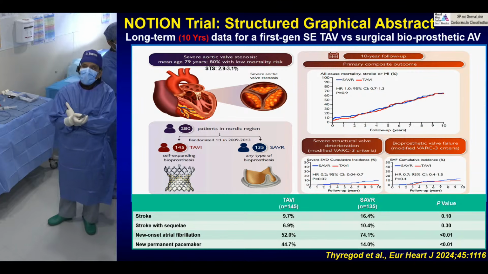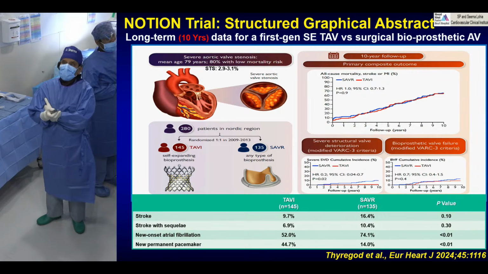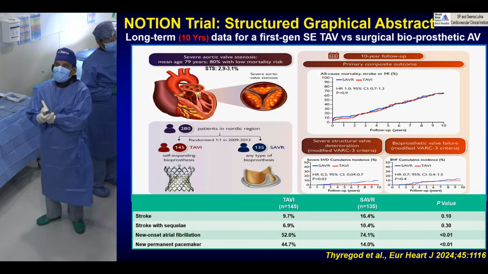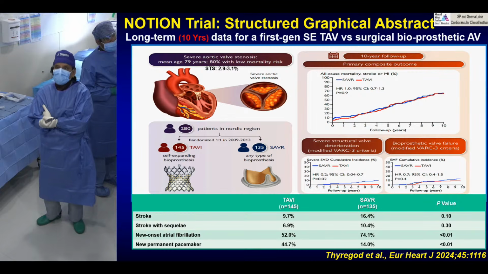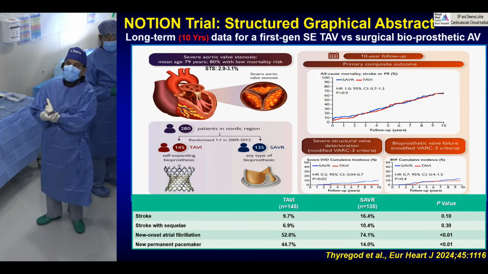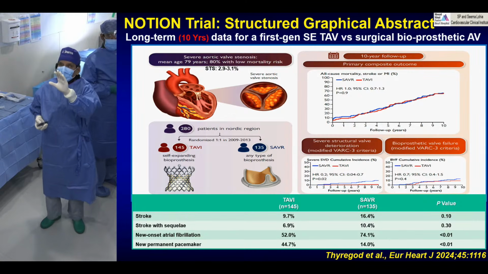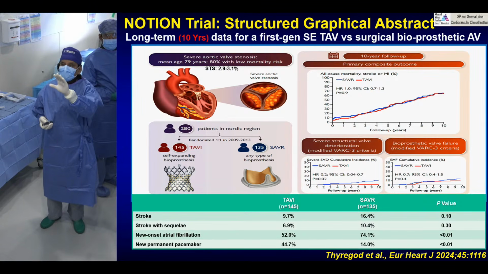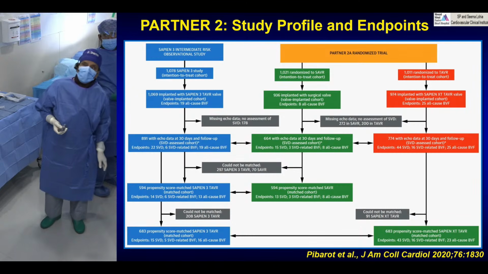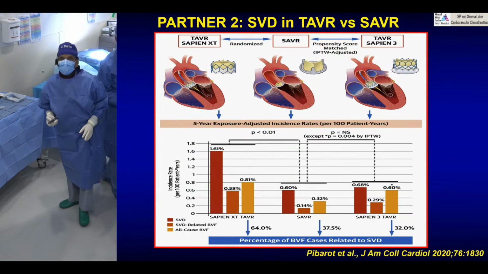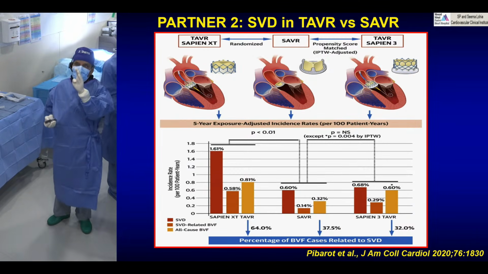have looked into the structural valve deterioration and bioprosthetic valve dysfunction, and we have 10-year data from the NOTION trial with the self-expanding valve, earlier generation, with identical outcome, and more importantly, bioprosthetic valve dysfunction was identical both after surgery as well as after TAVI. Then the PARTNER 2 trial also looked into that aspect, but they had 2 types in there.